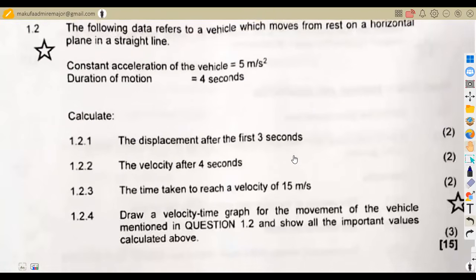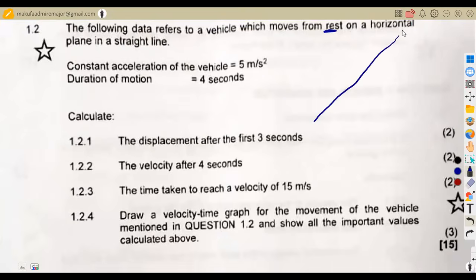Then 1.2, you're given information that the following data refers to a vehicle which moves from rest. Take note, this vehicle is moving from rest on a horizontal plane in a straight line. So meaning to say, if it is moving in a straight line, we are going to have a relationship of velocity with respect to time, depending on how the object is moving. In this case, we are given the constant acceleration of the vehicle and also the duration of motion, which is the time.